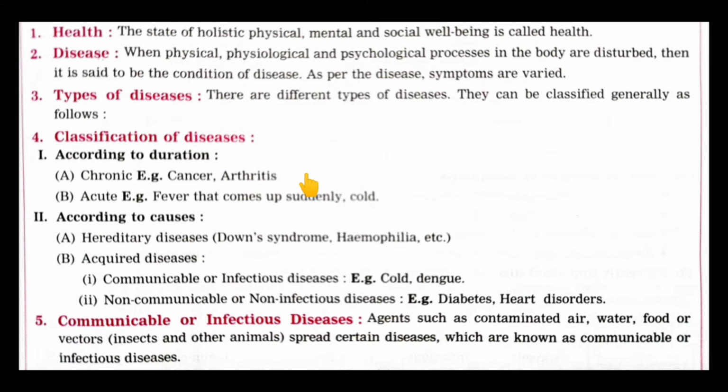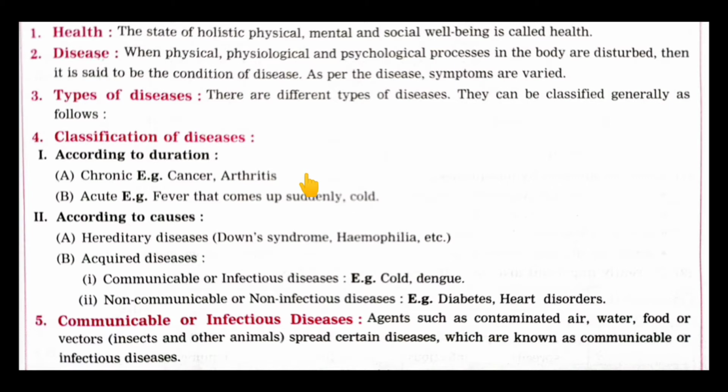Examples of chronic diseases are cancer, arthritis, etc. Suppose cancer is there, then this type of cancer takes a long duration to be cured. And the treatment of cancer is also not very simple. It takes a longer duration. Same is the case of arthritis also. So these are chronic diseases which may be cured, but they take longer duration, or sometimes it is not possible to cure these chronic diseases.